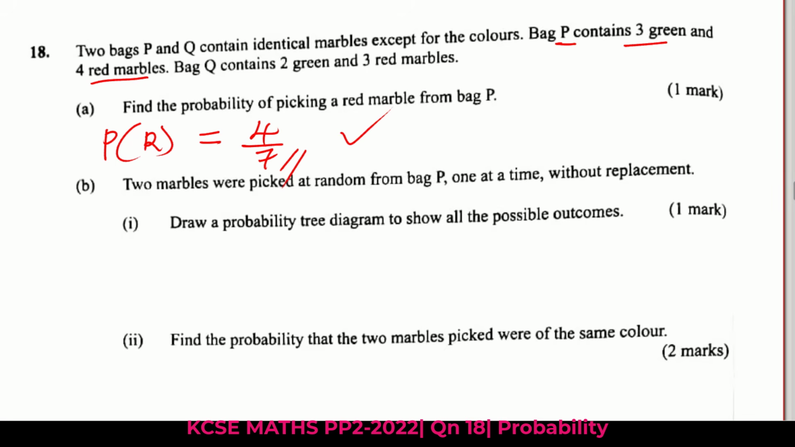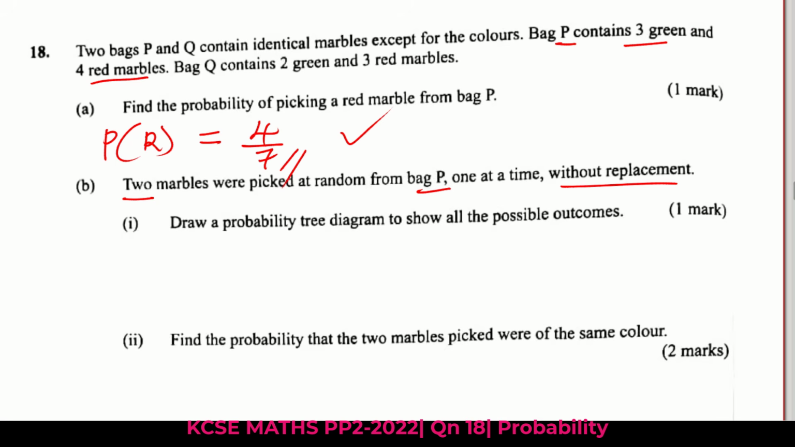Part B. 2 marbles were picked at random from bag P, one at a time, without replacement. 1. Draw a probability tree diagram to show all the possible outcomes. The keyword here is without replacement. Then there are 2 marbles picked from bag P. We already know that bag P contains 3 green and 4 red marbles.